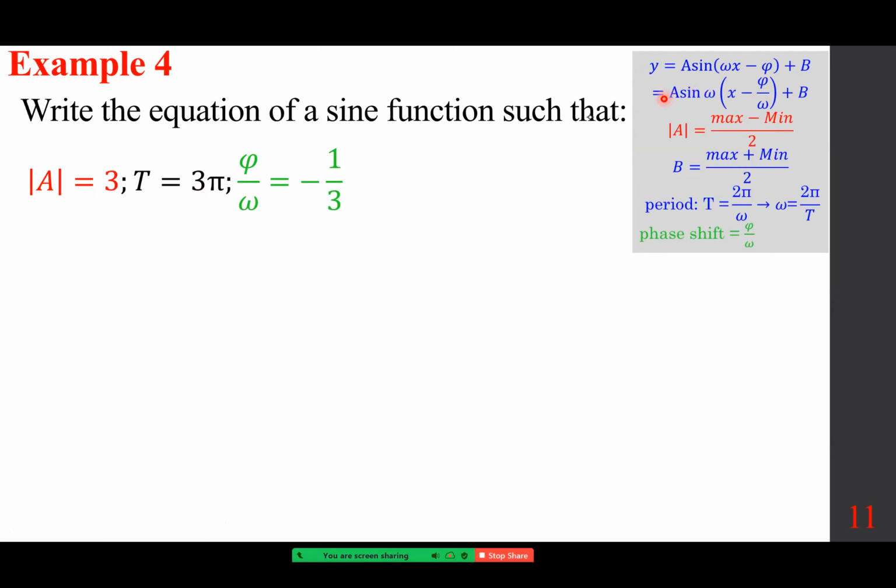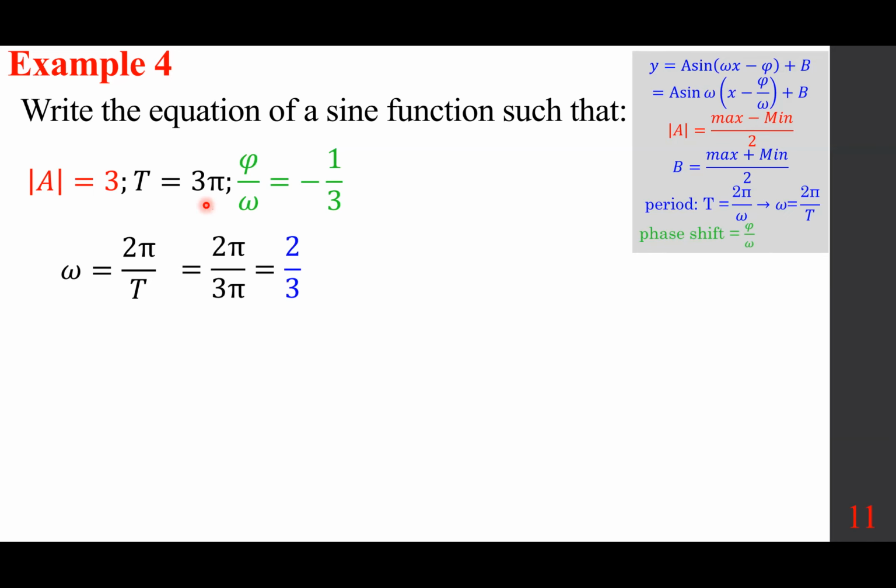And we say, okay, we need A. A is given. The absolute value of A is 3. T is 3 pi. So I need to calculate the omega, and omega is 2 pi over T. So I found the omega. Phi over omega I need here. Everything is given. I'm going to just plug in, and I don't see any b.